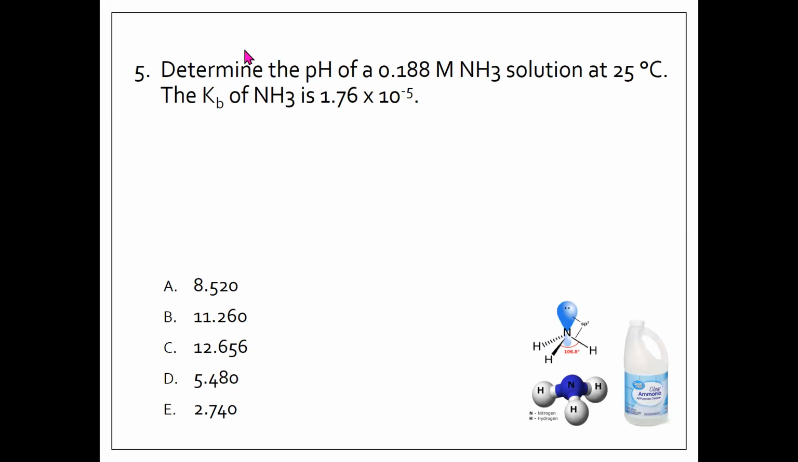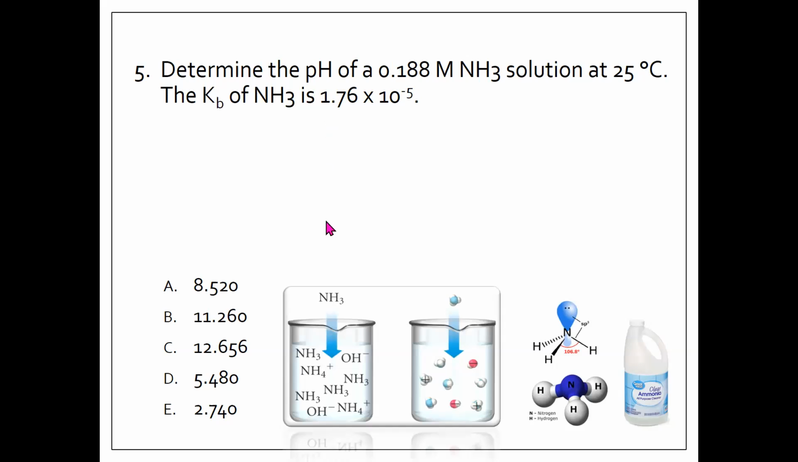Now in 5, they want us to determine the pH, and they've given us the concentration of an ammonia solution, and they give us the Kb of the ammonia. So we need to write what's going on in this reaction. Because remember that ammonia, when you put it in water, is going to take one of the protons from the water to make the ammonium, and that's going to leave behind the hydroxide ion.